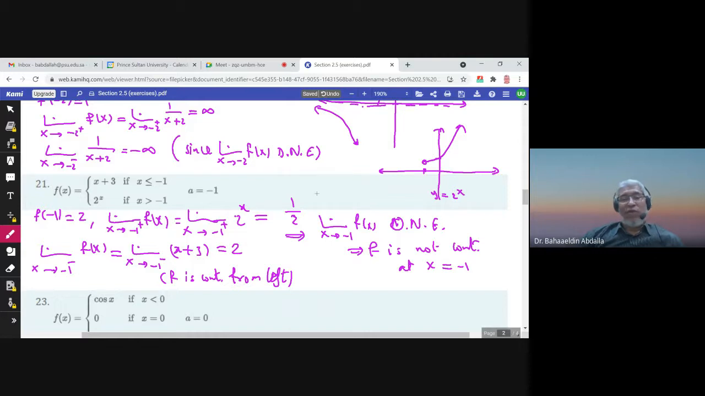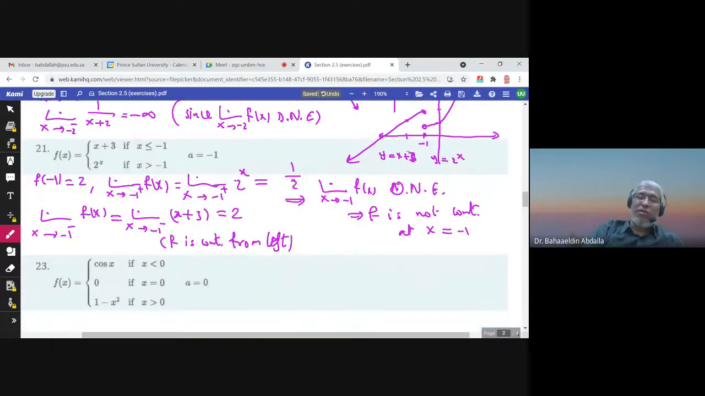While to the left of -1, the graph is a line. So when x is -1, it is 2. So this is half, this is 1, and this is 2. So it's a closed circle here. And if x is -2, 3 plus -2, that's 1. So the graph is like this. So this is the graph of this function. It's clear that it's not continuous at -1, but it's continuous from the left.